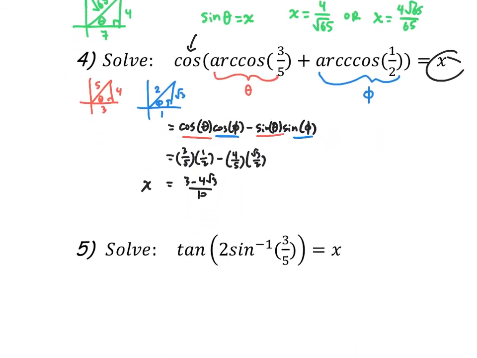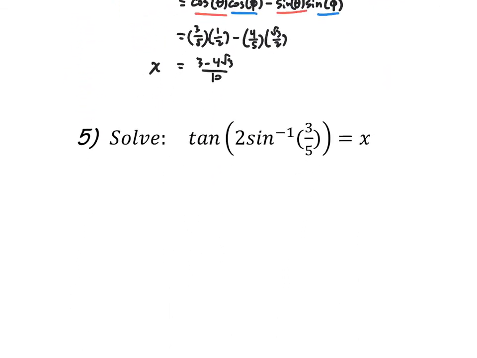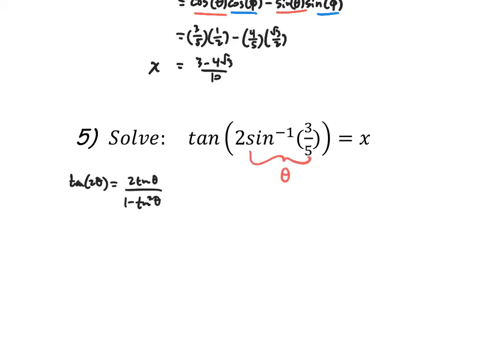Let's keep moving to number 5. I've got tangent of an angle. This is an angle. It's a double angle identity. So let's write the double angle tangent identity down. Tan 2 theta is 2 tan theta over 1 minus tan squared theta. In this case, what is theta? Theta is inverse sine of 3/5. So I'm going to sketch theta.